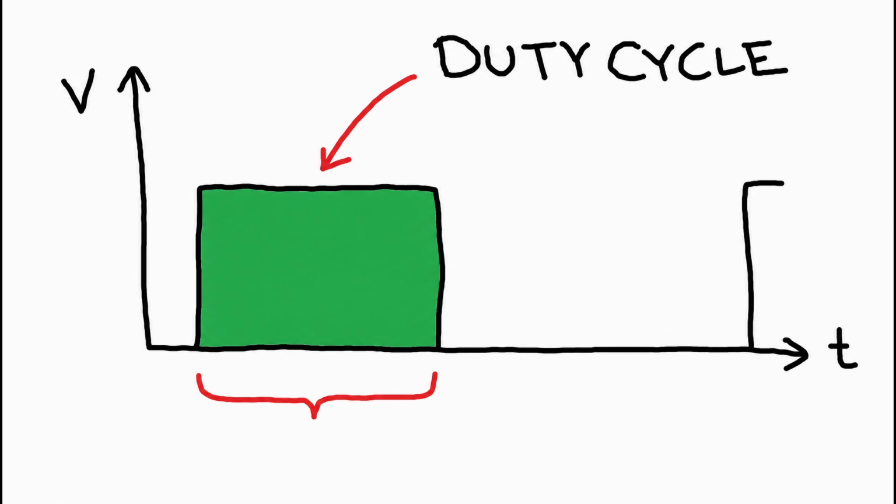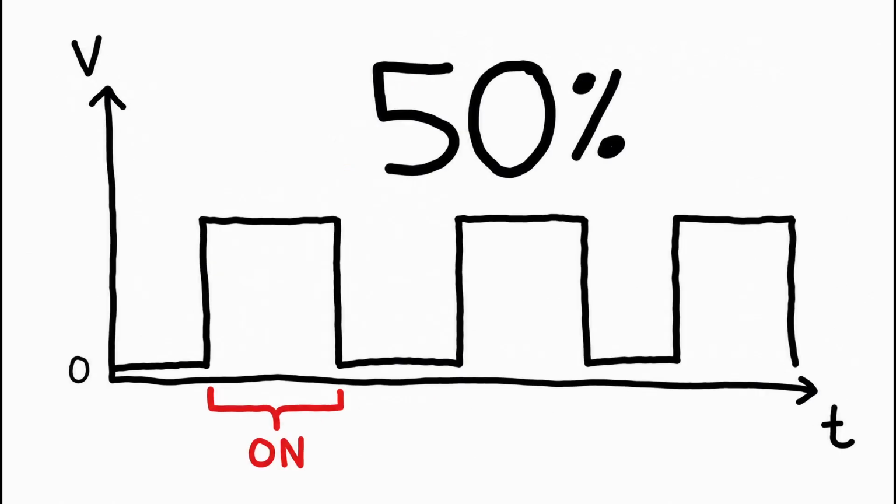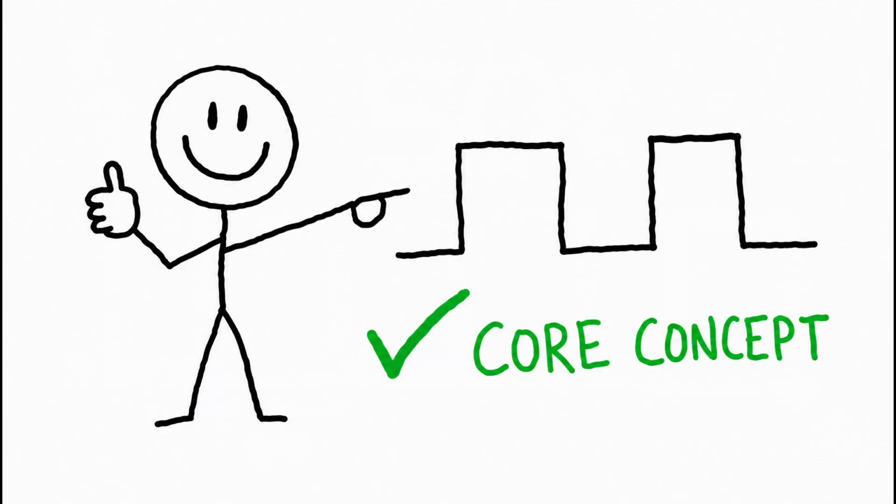That on time as a percentage of the total cycle is called the duty cycle. A 50% duty cycle means the signal is high for half the time. That's the core concept right there.